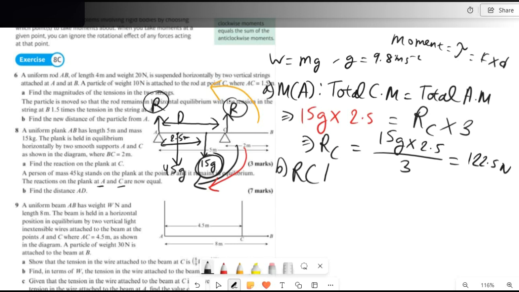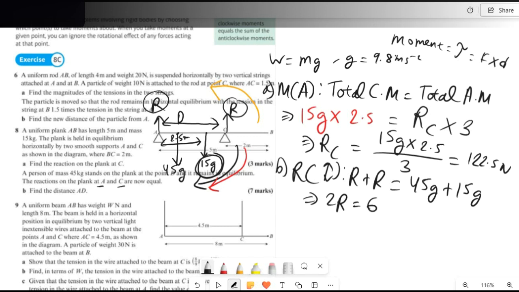So we can resolve vertically and say that the total upward force, which is R plus R, is equal to the total downward force, which is 45g plus 15g. Therefore 2R is equal to 60g, and finding the value of R, we get 30g newtons.